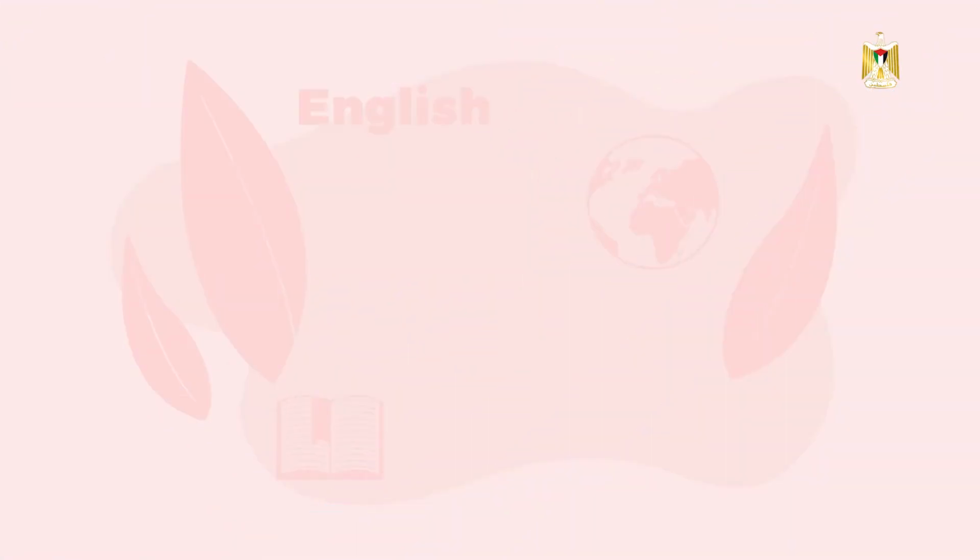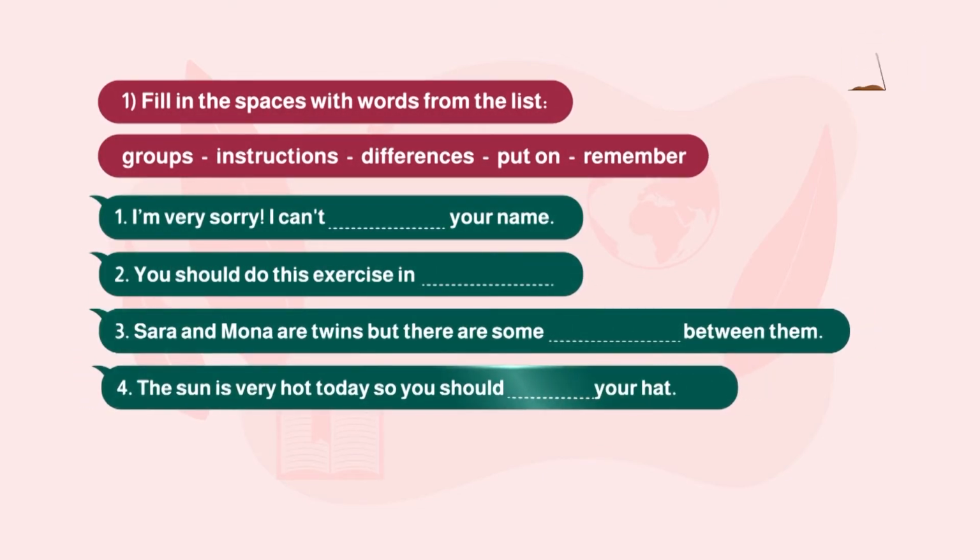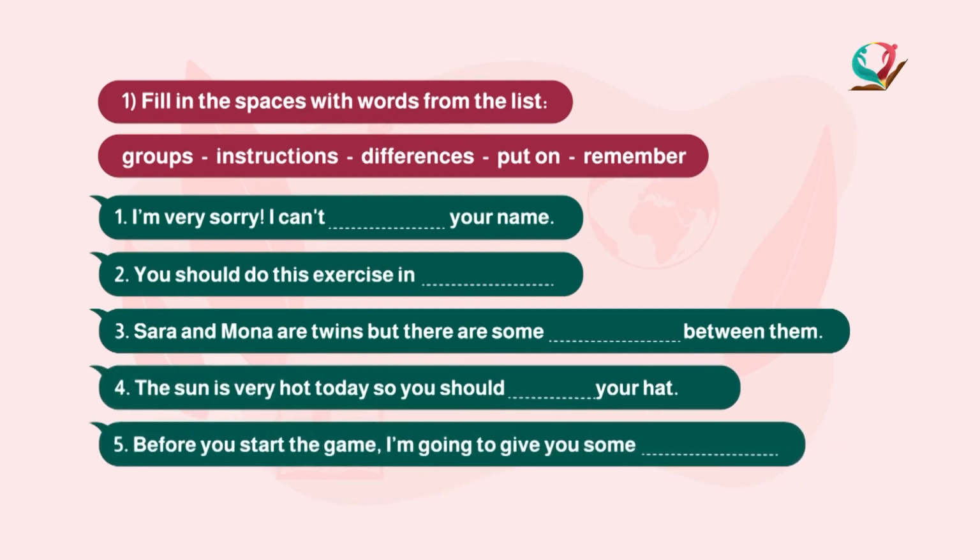Now, let's answer this activity. Finish the following sentences with words from the list. Groups, instructions, differences, put on, remember. To answer this question, we should first translate the meanings of the words, then read the sentences. There are key words that help us find the correct answer. Let's read the first sentence.